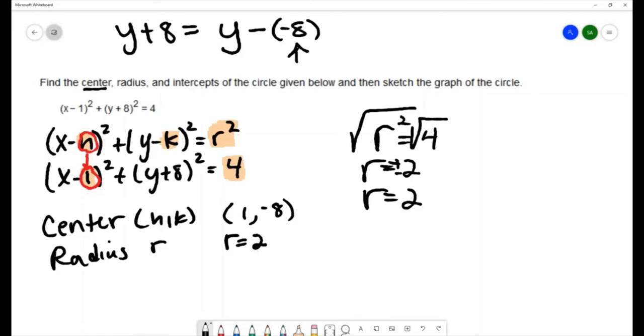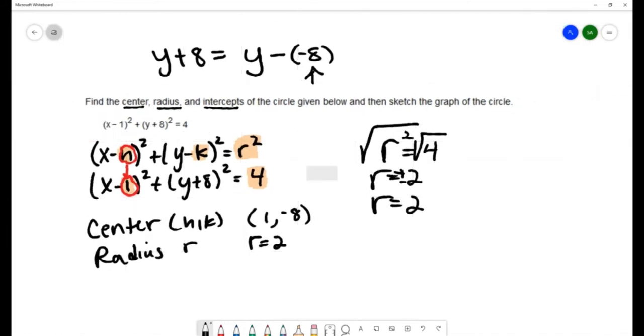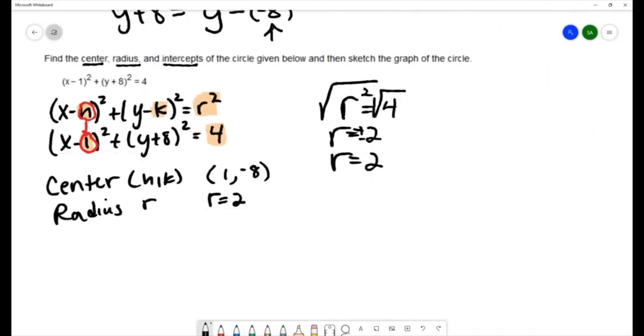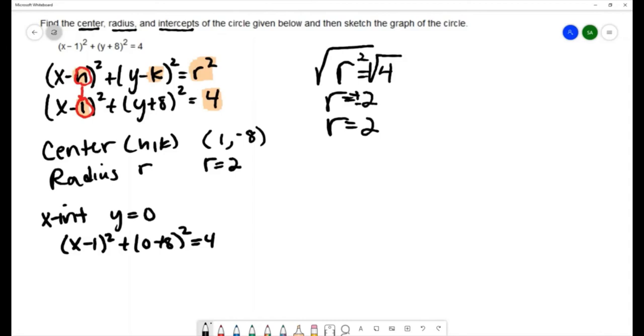So we found the center, we found the radius, and now let's find the intercepts of our circle. To find an x-intercept, we let y equal 0. This gives (x − 1)² + (0 + 8)² = 4. So (x − 1)² = 4 − (0 + 8)². 0 plus 8 is 8, and 8 squared is 64.